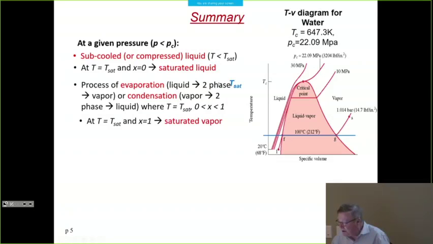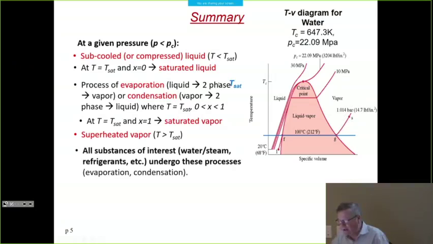So when you are at saturated vapor on this line, that means X is 1. On this line, X is 0. In between, X is somewhere between 0 and 1. That is when you're in the saturated vapor region. If you go above the saturated vapor region, you're going to end up in the superheated vapor, T above the saturated vapor, that is here.